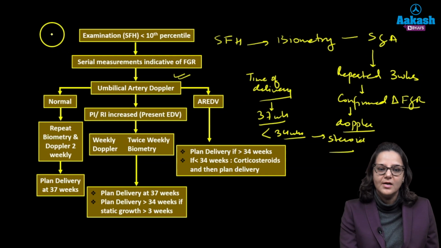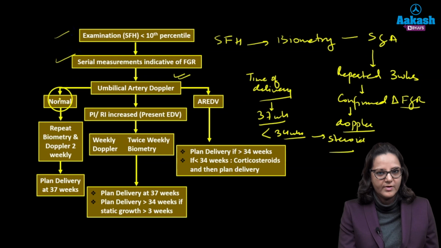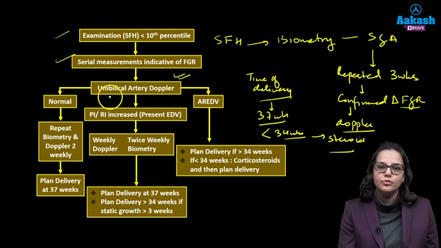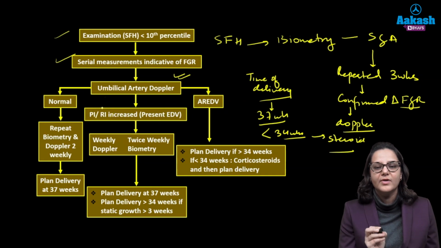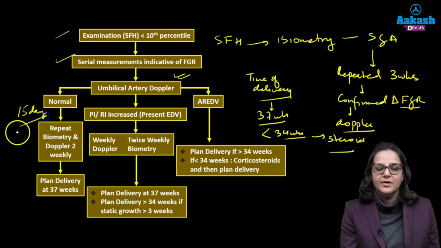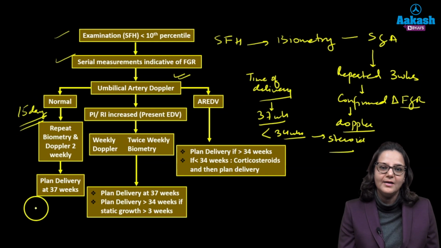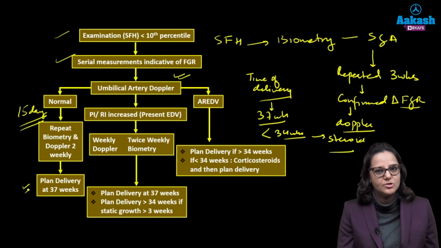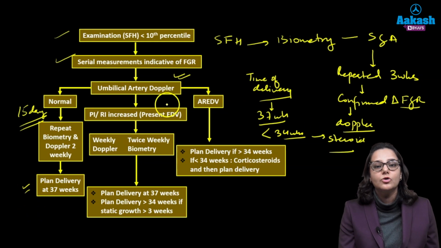So the symphysio-fundal height less than 10th centile, on serial measurements, is an indicator of FGR. Then we went to the umbilical artery Doppler. Now, the umbilical artery Doppler says that it is normal, but we have diagnosed that it's a growth restricted baby. So we will follow this with Doppler studies every 15 days and plan delivery when? At 37 weeks.